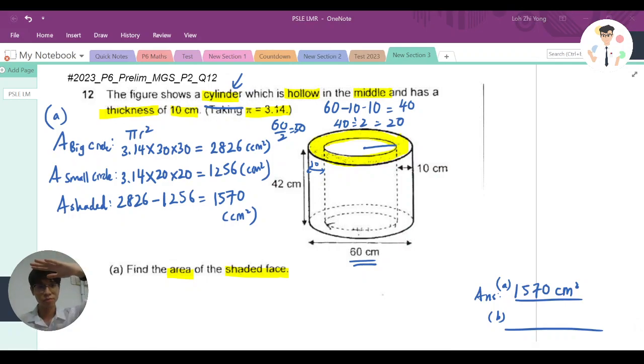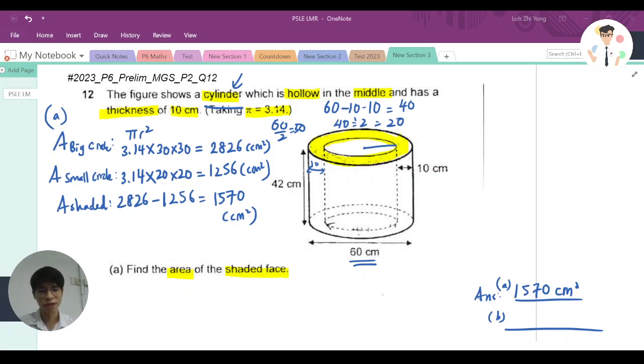First is on the top, second is on the bottom, correct? And these two I do not need to worry about because I already found the area here and here: 1570 plus 1570. But at the same time, the outer part of the cylinder is also affected, and also the inner part of the cylinder is also affected.